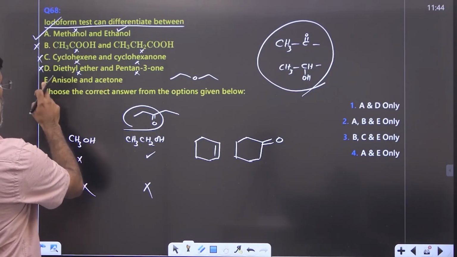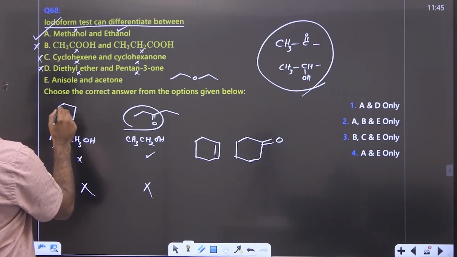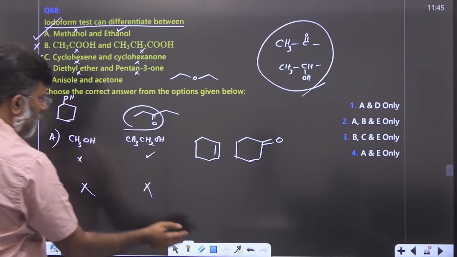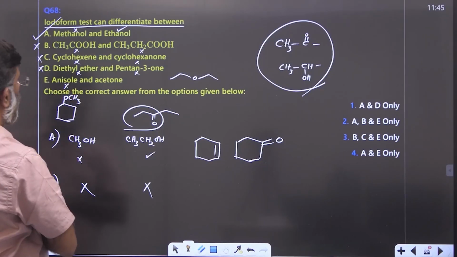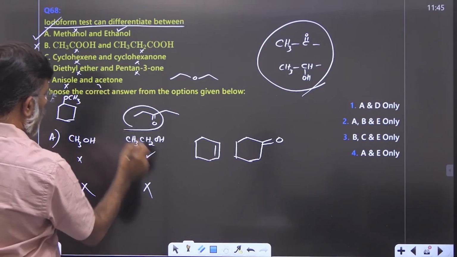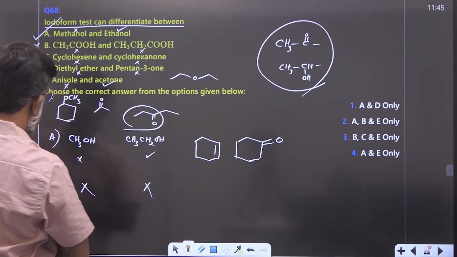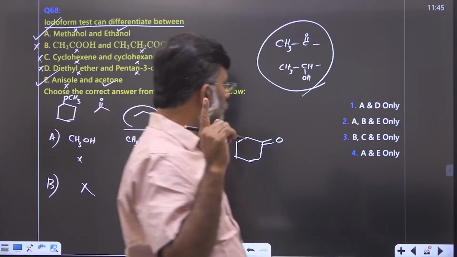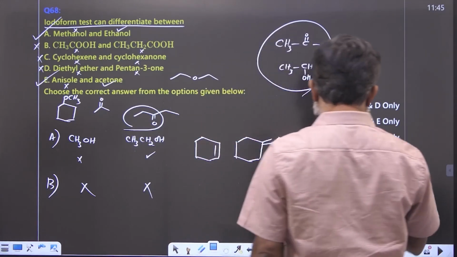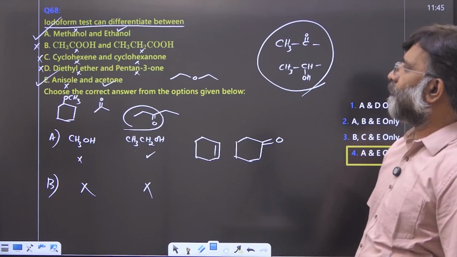E: anisole, acetone. Anisole means OCH3, methoxybenzene. That is anisole. It will not give iodoform test, and acetone will. This is acetone. Acetone will give. So E can. So option A and E. The fourth choice is the correct answer.